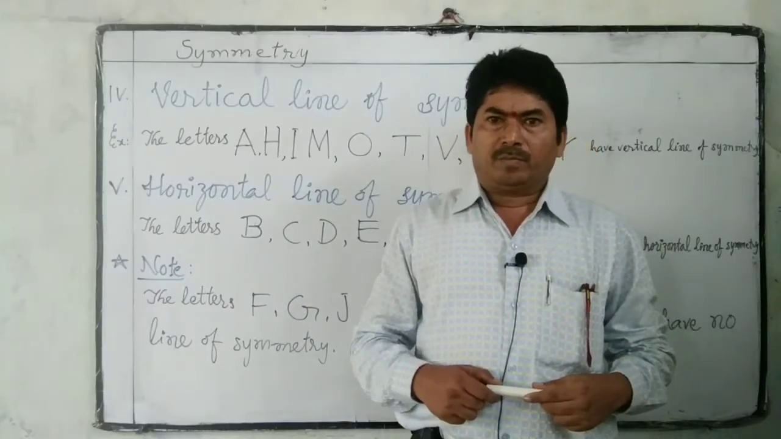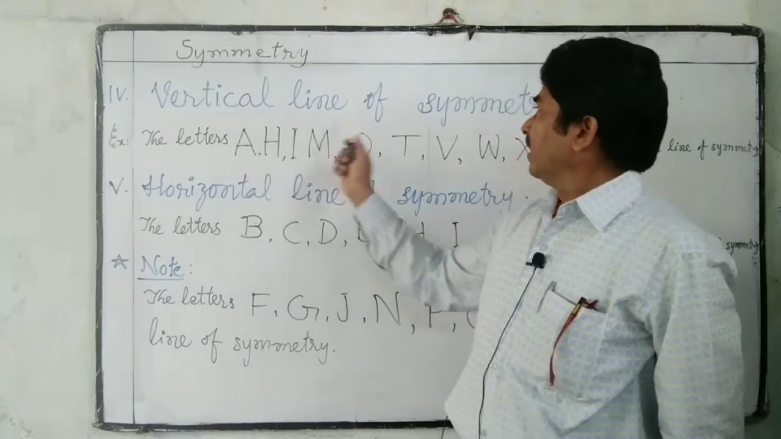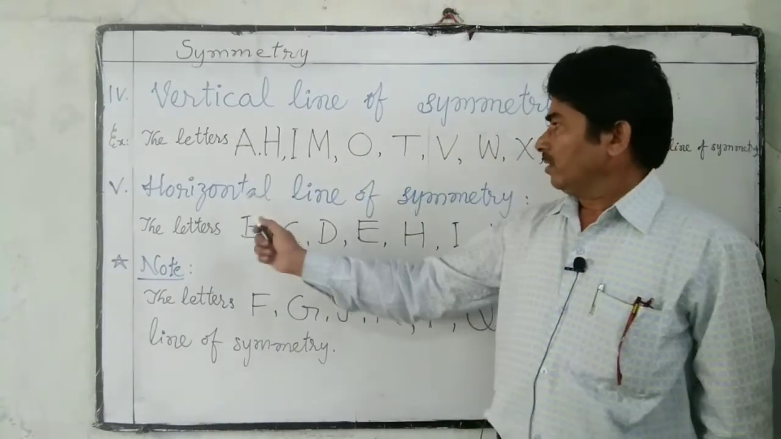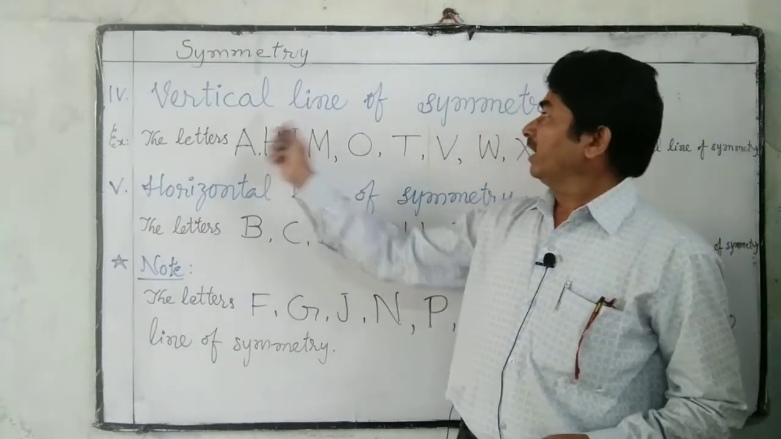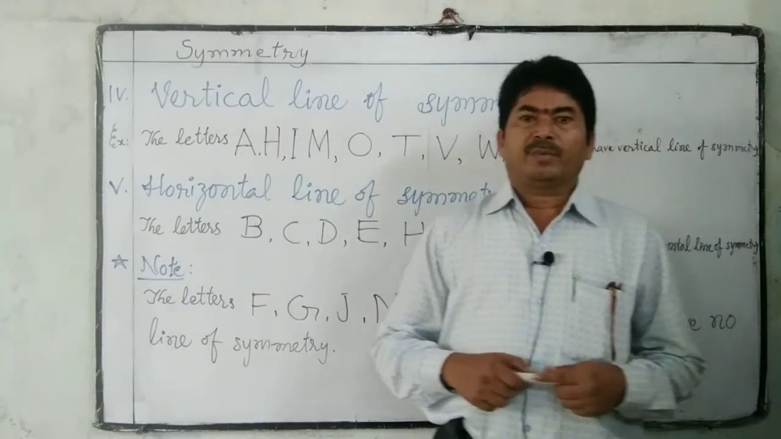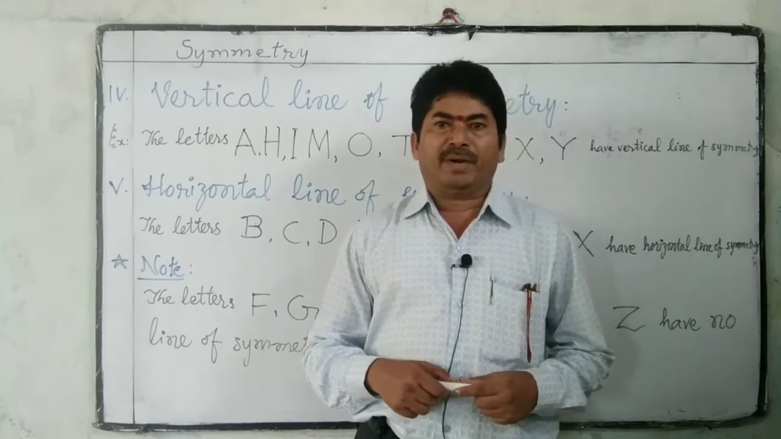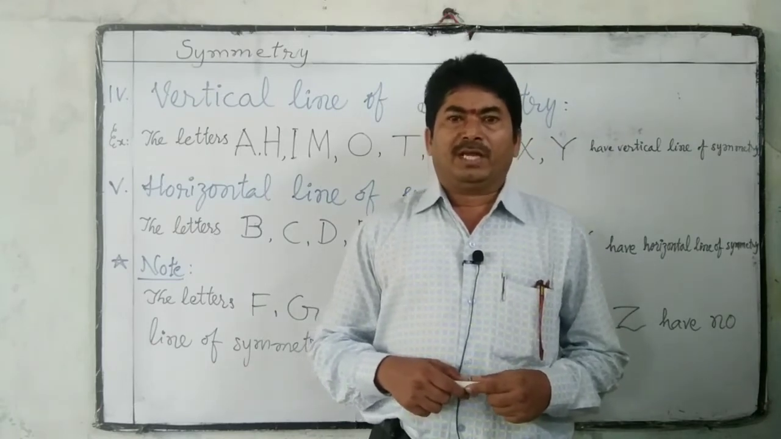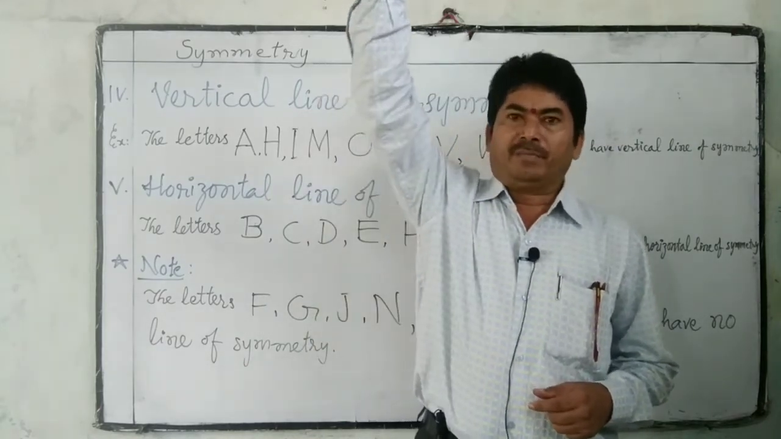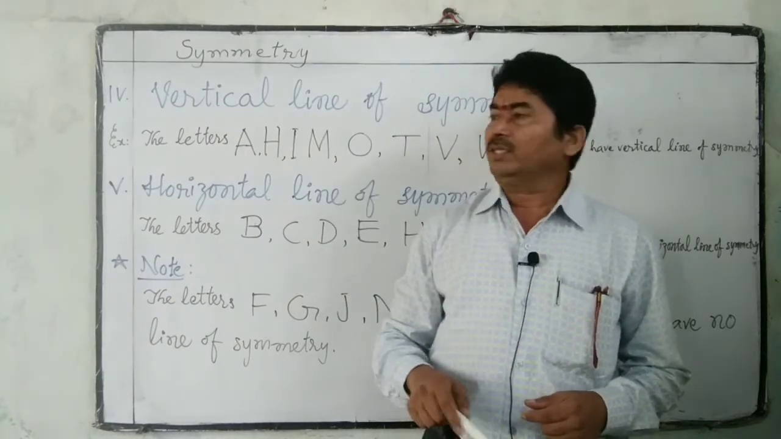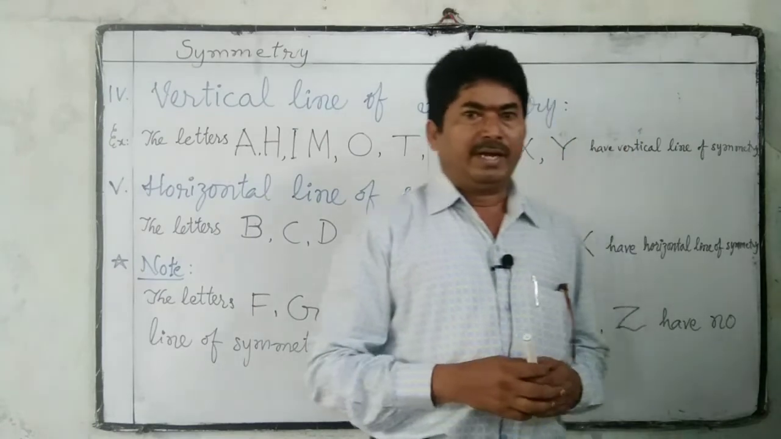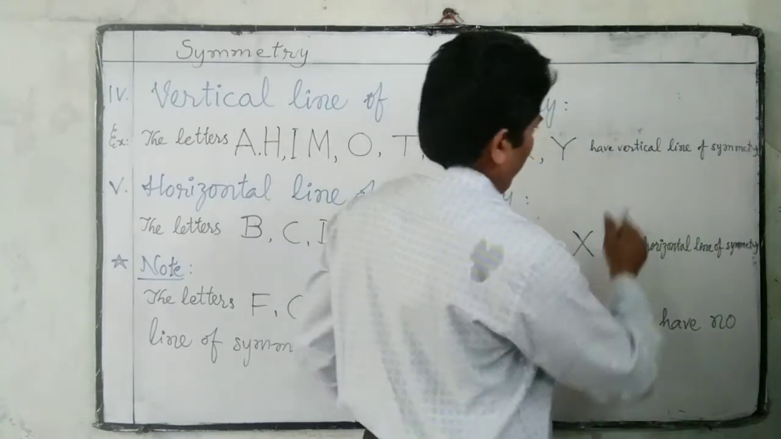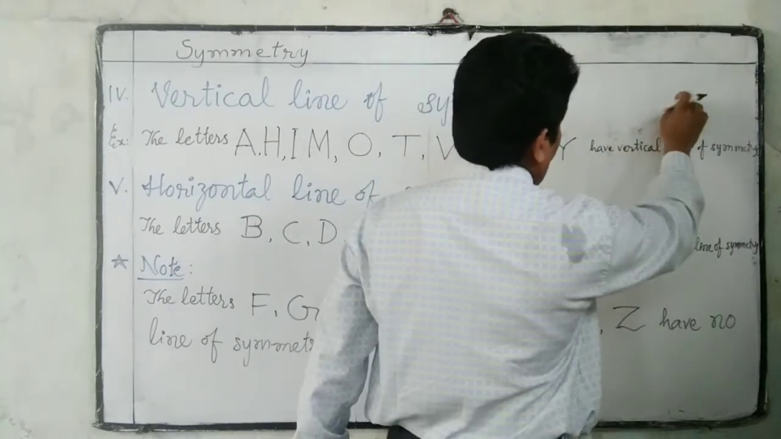So let us learn more about the vertical line of symmetry and horizontal line of symmetry. First, vertical line of symmetry. What is a vertical line of symmetry? The line that divides from top to bottom is called the vertical line of symmetry. Let us observe in this figure, in this letter.